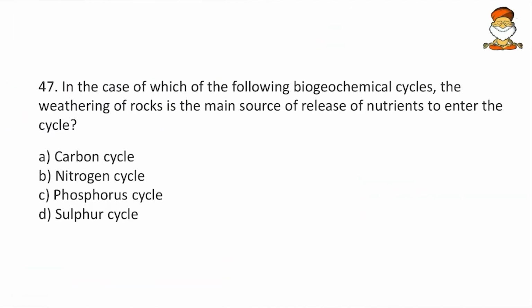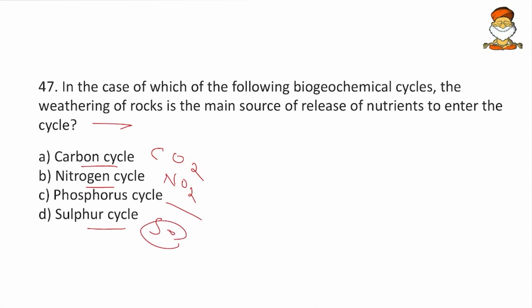In case of which of the following biogeochemical cycles is the weathering of rocks the main source of release of nutrients? Here again, it is a simple NCERT related question. Say for example, carbon dioxide is the main source for the carbon cycle, and it is present in the atmosphere. Nitrogen dioxide is the famous source for the nitrogen cycle. And for the sulfur cycle, we have sulfur dioxide.